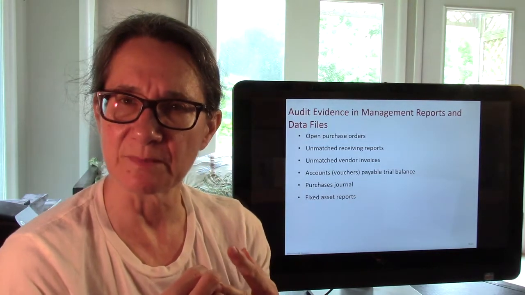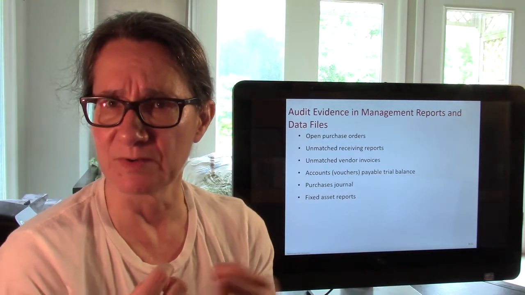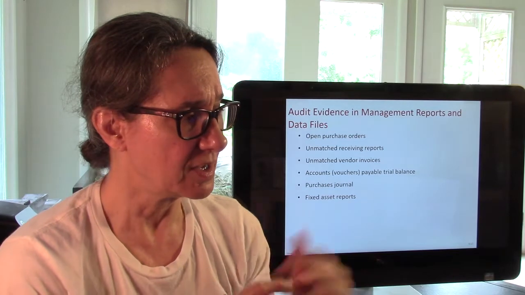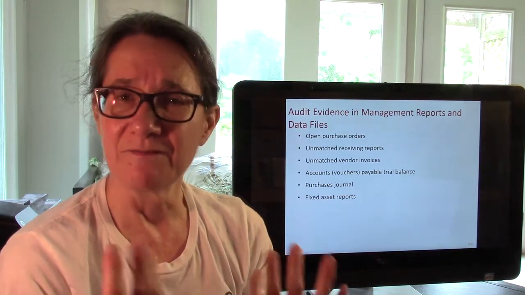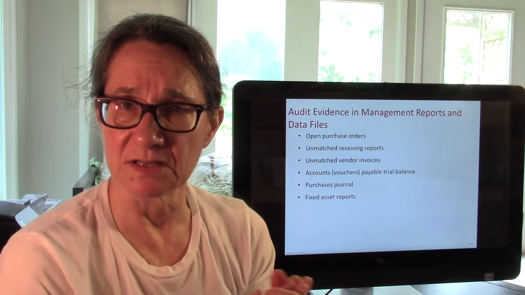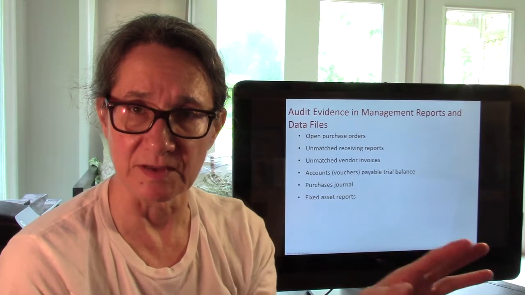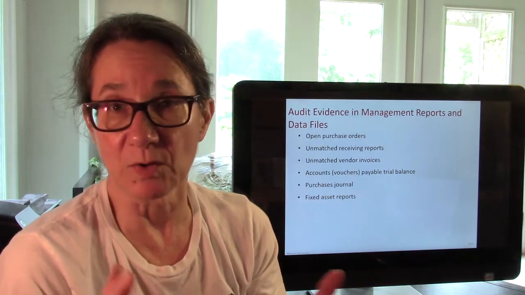Unmatched receiving reports. So we received something, but we never got an invoice. We didn't have a purchase order. How did we receive something we didn't have a purchase order? And unmatched invoices. A vendor sending us a bill, but we haven't shown that we've received anything. Are they trying to get money out of us, or did some of our employees take off with something? It could go either way.